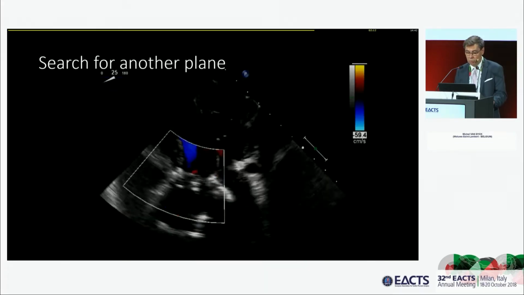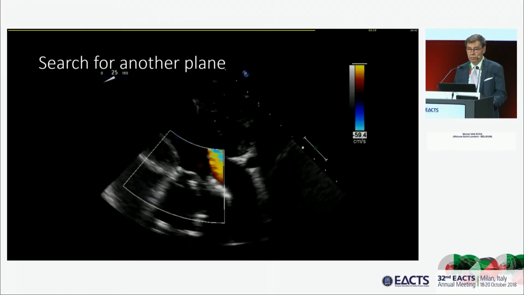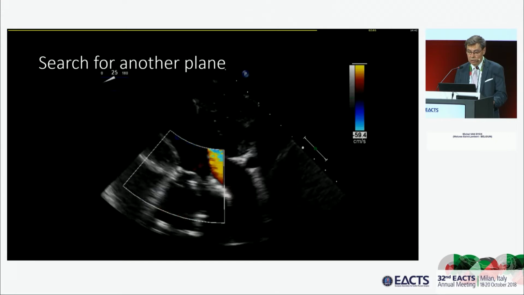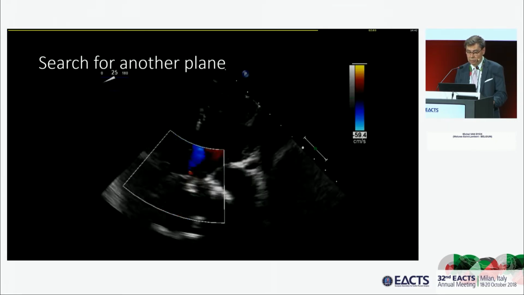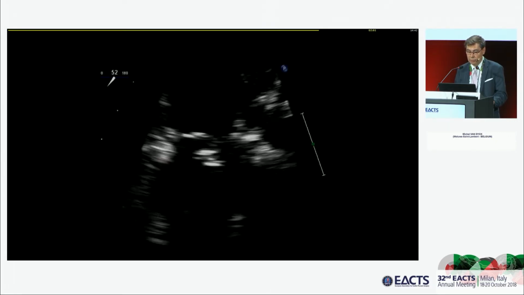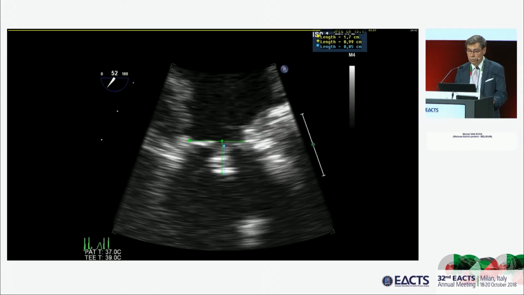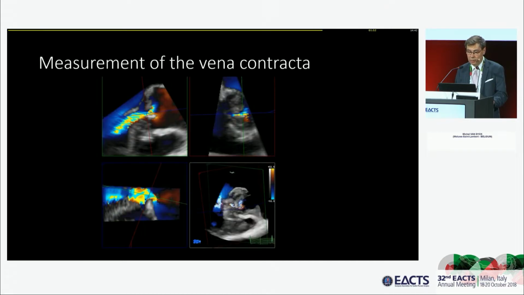Is it a problem? Then we have to find other planes, and here in the transgastric approach, we can confirm that indeed there is a very mild aortic insufficiency, and sometimes in this view, we are also able to measure coaptation length and effective height. And in any case, if there is an aortic insufficiency that we are concerned about, we should measure the vena contracta, and again, 3D echo helps us to have more accurate measurements.